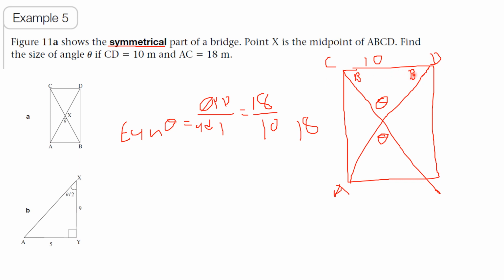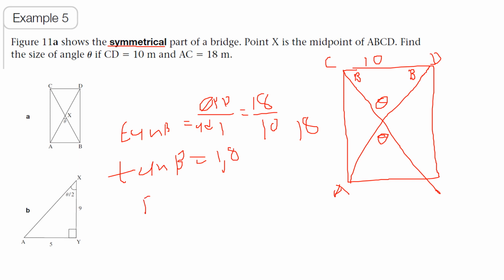The opposite is going to be 18. The adjacent part is going to be 10. So the angle here will be angle beta. Now that means tangent of beta is equal to 18 divided by 10, which is 1.8.